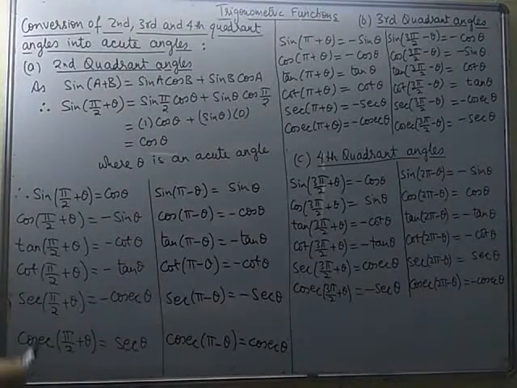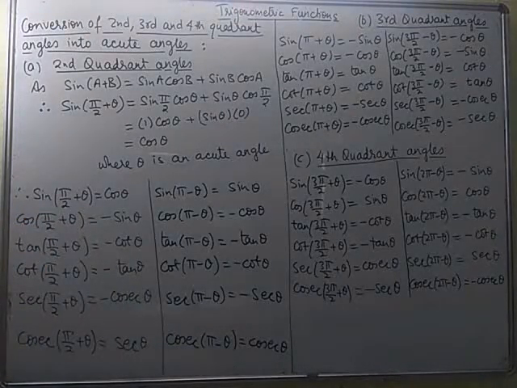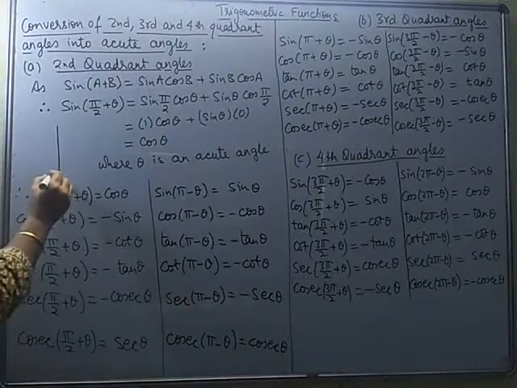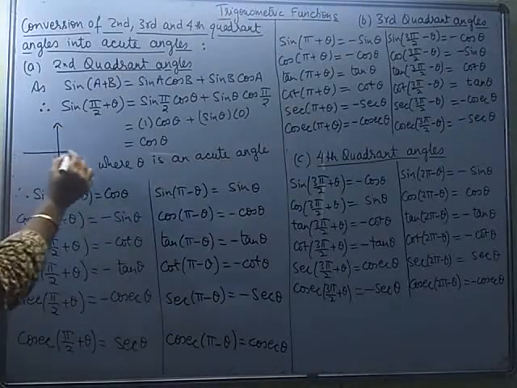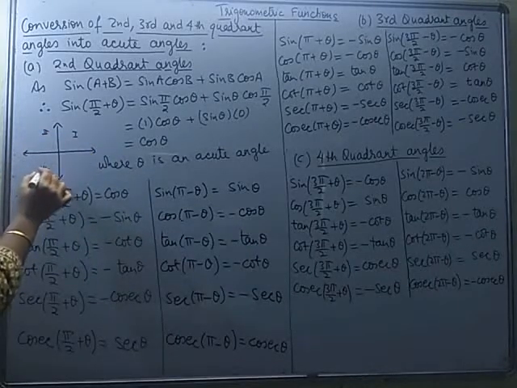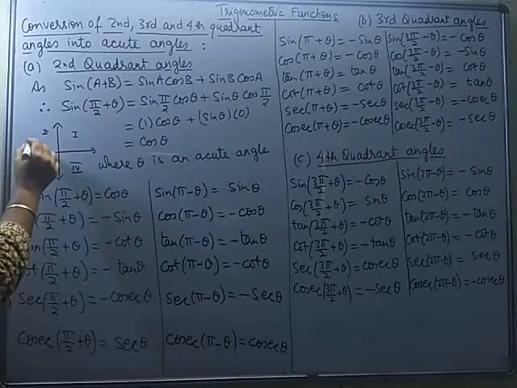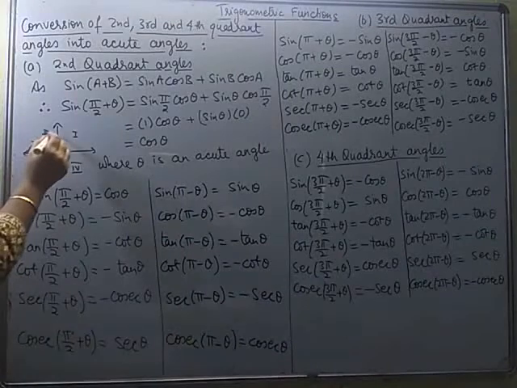I will tell you an easy way of remembering these results. Now see here, the second quadrant angle was written as pi by 2 plus theta. There is another way of writing a second quadrant angle. Why should we write a second quadrant angle as 90 degrees plus theta? We can also write it as 180 degrees minus theta. You can look at this part. If these are our four quadrants, first, second, third and fourth quadrant. Okay, so you can see 180 minus theta will also be in the second quadrant.